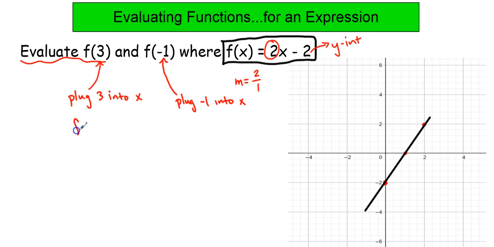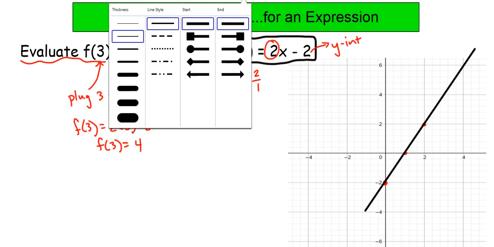So let's go ahead and find those. We'll find f of 3 first. F of 3 looks like this. 2 times, instead of an x, I plug in a 3, minus 2. So f of 3 is going to be equal to 4. So let's go over here and look at, on our graph, where that point is. First thing I'm going to do is kind of extend this up a little bit. So on our graph, we just found that f of 3 equals 4.